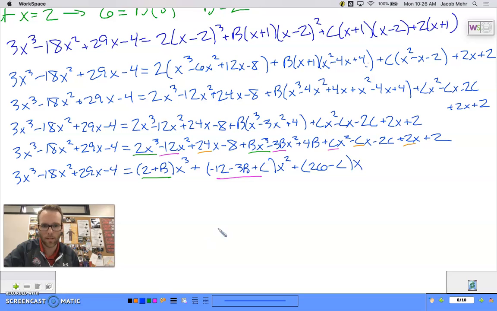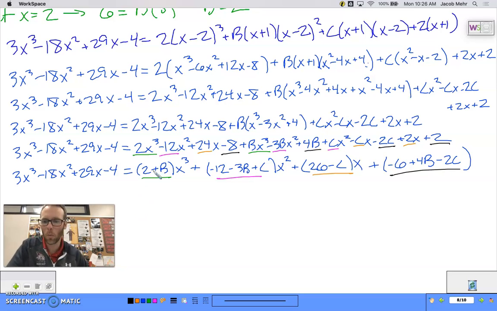Last thing we've got, let's see here. Let's underline that in orange as we color code. What color am I up to? I guess we'll go black. Is our constant term: negative 8, 4b, negative 2c, and 2. The negative 8 and the 2 give me a negative 6. And then we have 4b, and minus 2c. And that's our constant term.